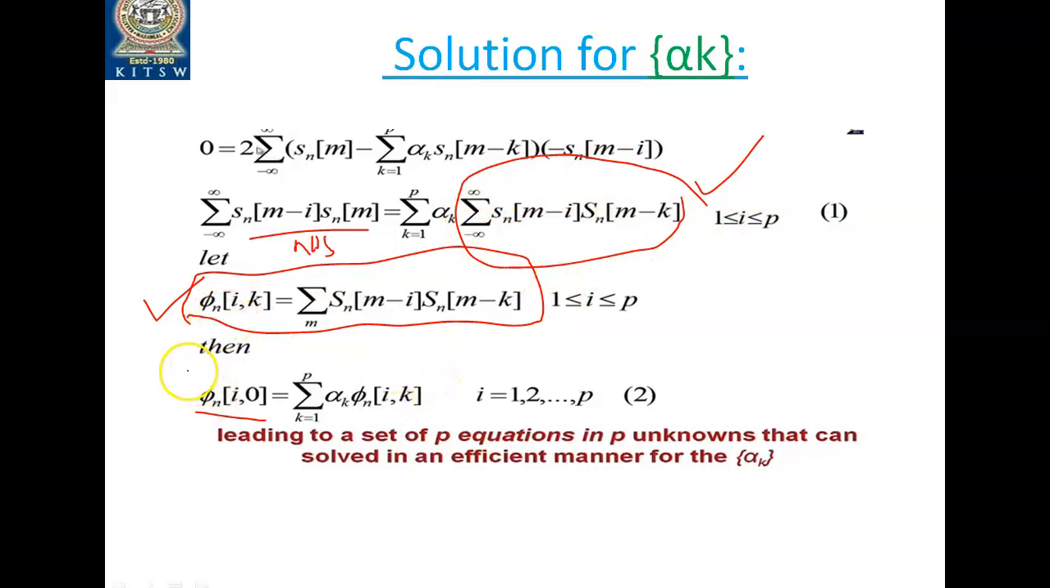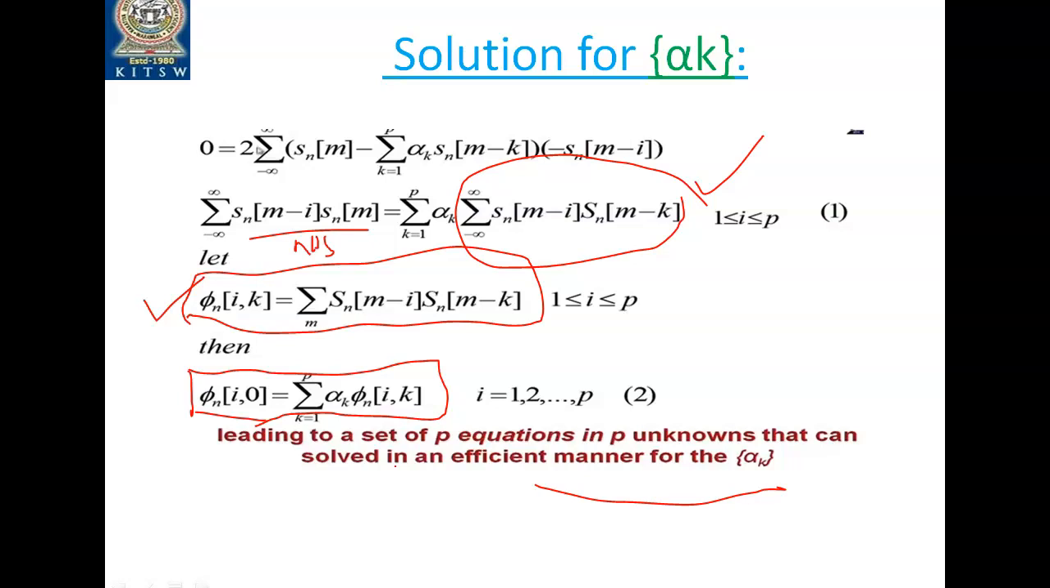Now what is the relation that we have got? So phi n of I comma 0 equal to summation k starts from 1 to p alpha k phi n of I comma k, which leads to a set of p equations in p unknowns, and that can be solved in an efficient manner for the alpha k. And we can also express this equation in the matrix form. That also we can see in the next slide.